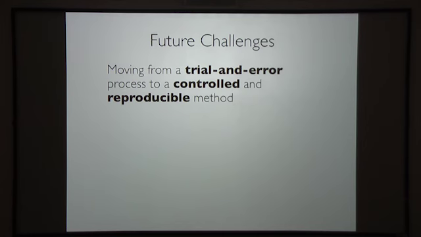Okay, so looking forward, we really want to move from this trial and error process of trying many different things and testing them in the microscope to a much more controlled and reproducible method. And ideally, the support will ensure that the specimen moves less than the resolution of the microscope that's used to image it. The support will inhibit the buildup of charge that may distort the images. And the support will help control the orientation and distribution of proteins within the ice.